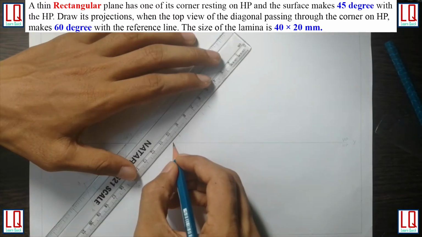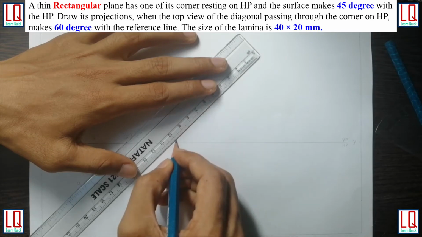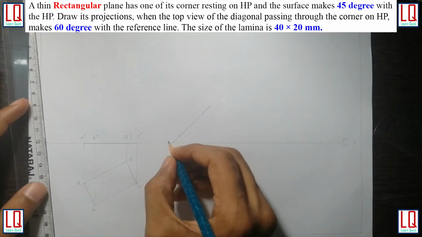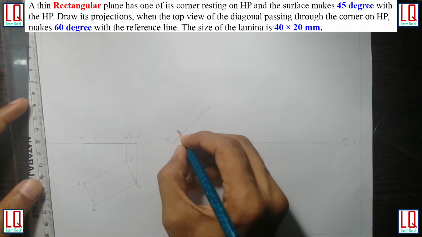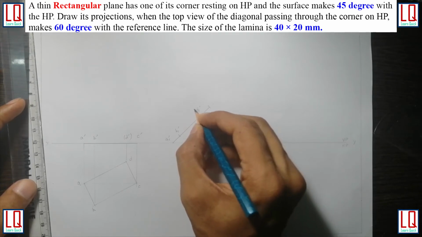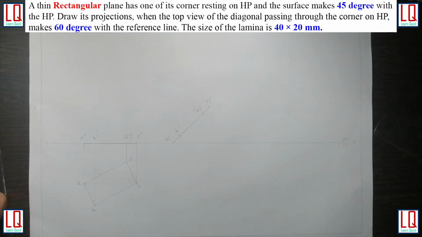Now I draw this line in step 3 and name all the corners as A1 dash, B1 dash, D1 dash in bracket and then C1 dash.